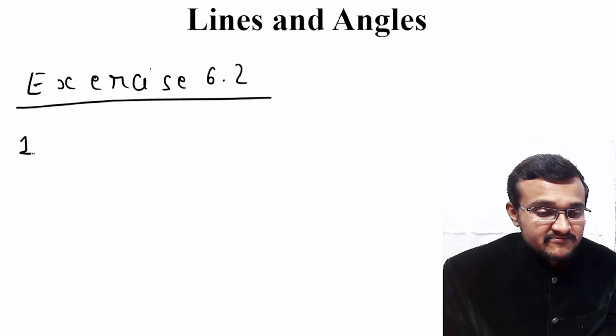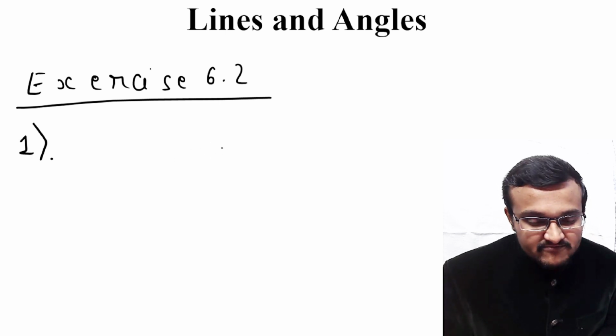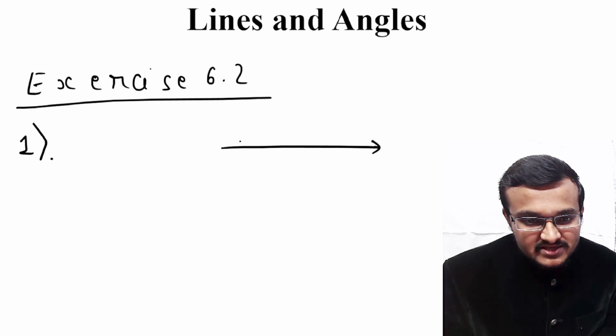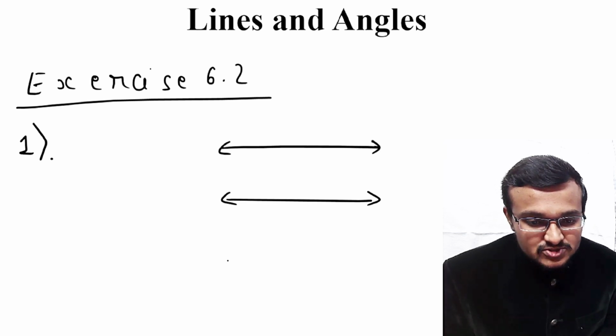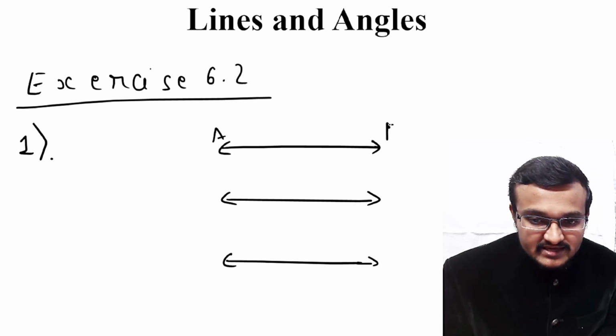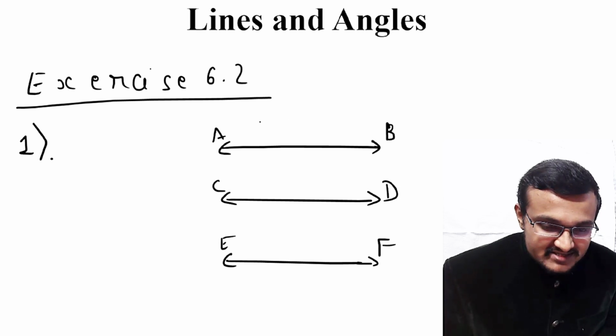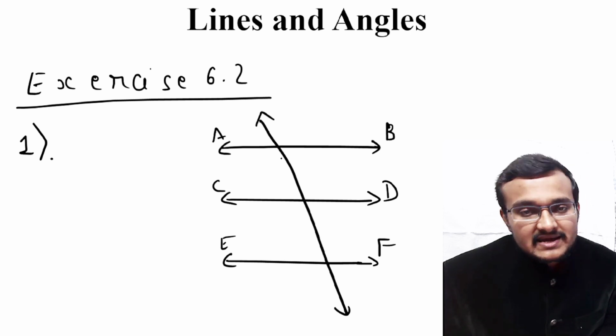Now we will look into the first question in this particular exercise 6.2. In the first question, they have given one figure. So here there are three different lines which are parallel to each other. So one is AB, the second one is CD, and the third one is EF. Now there is a common traversing line which is passing through all these three lines.